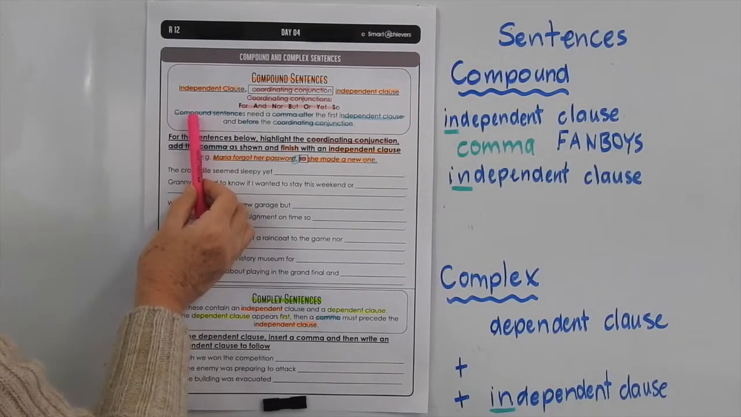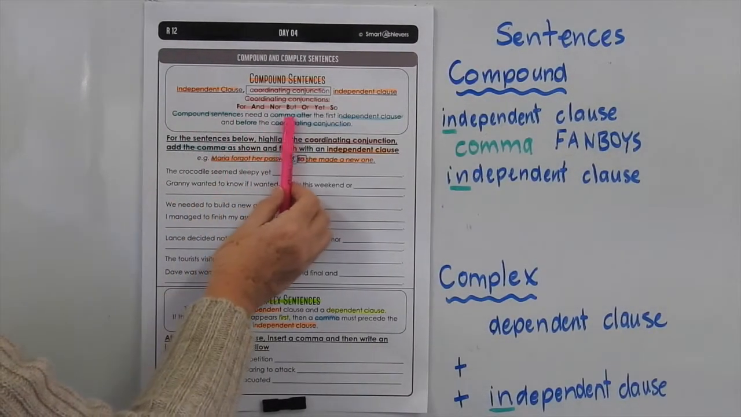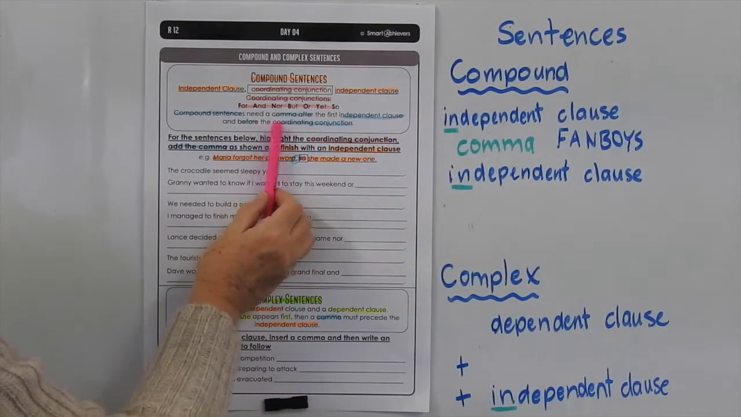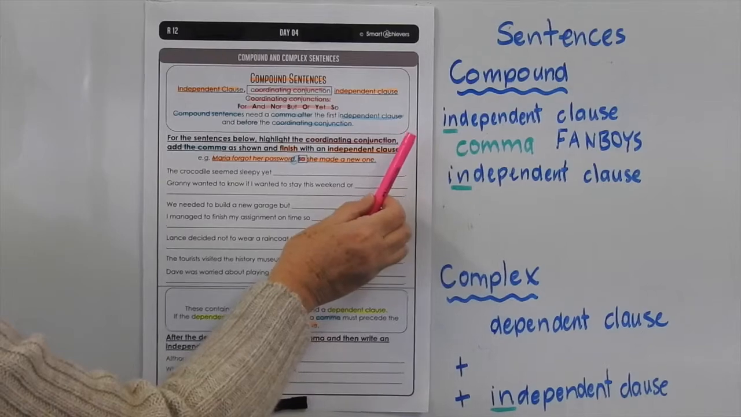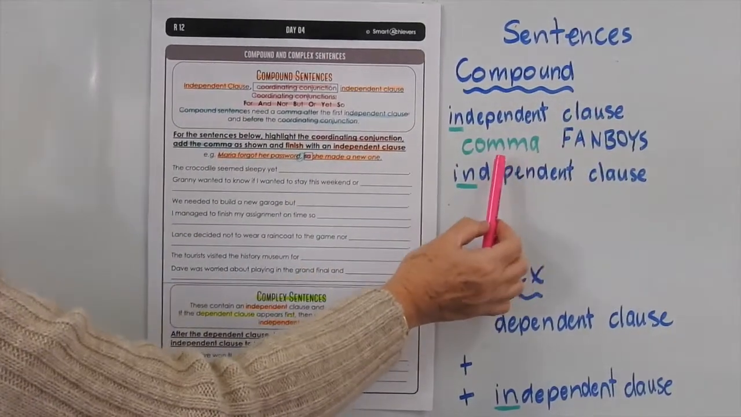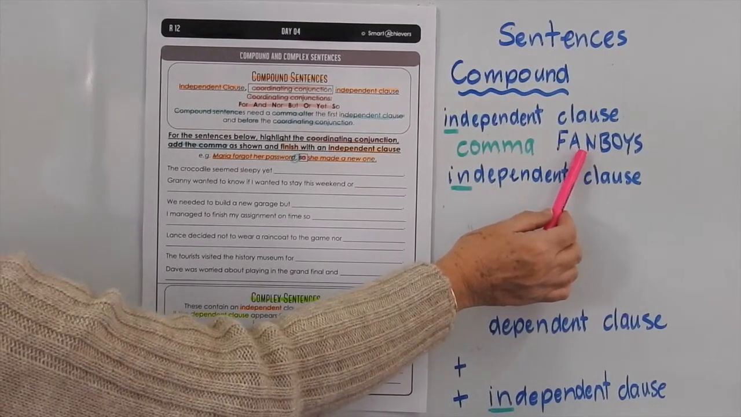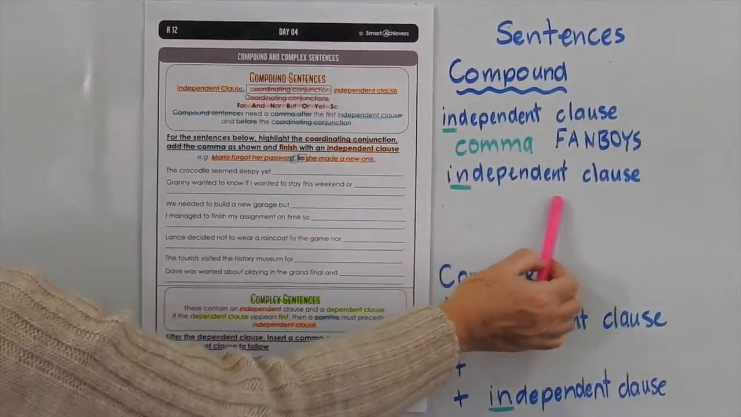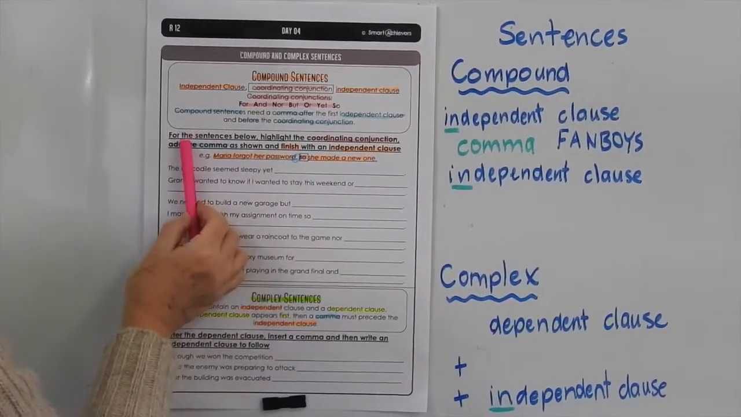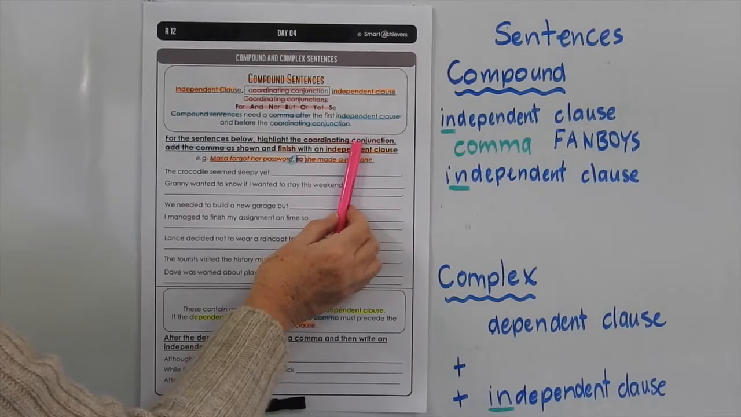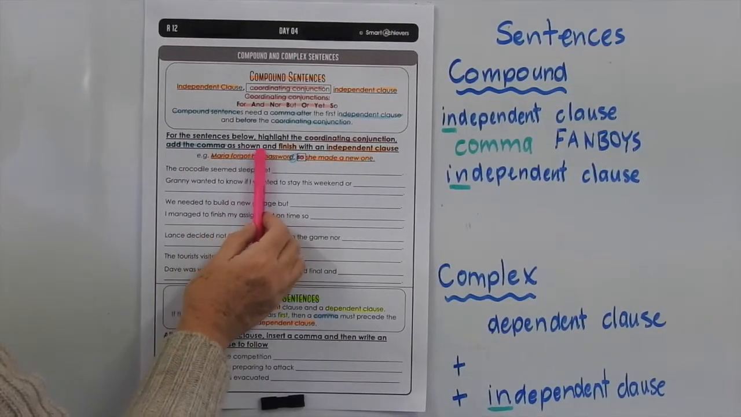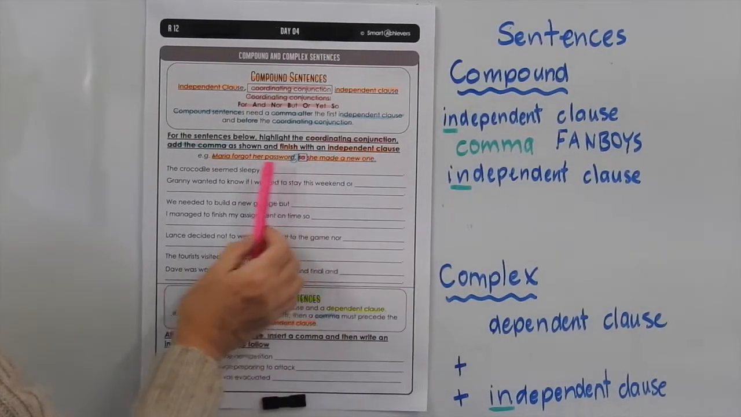Now, these form a compound sentence, but they need a comma after the first independent clause and before the coordinating conjunction. So I've put that there for you. We've got a compound sentence: an independent clause, then a comma, then one of the coordinating conjunctions, and then the next independent clause. So that's exactly what you have to do down here. You have to highlight the coordinating conjunction, then add the comma as shown and finish with an independent clause.